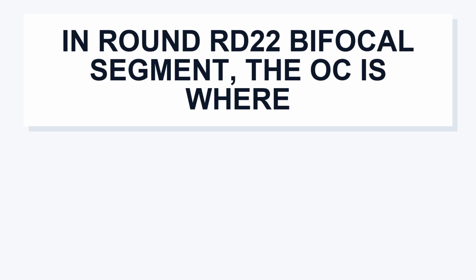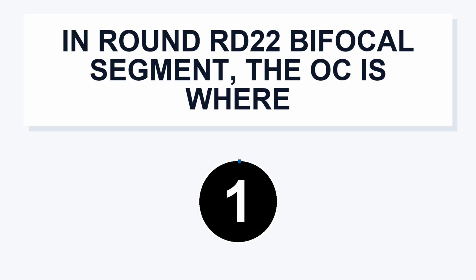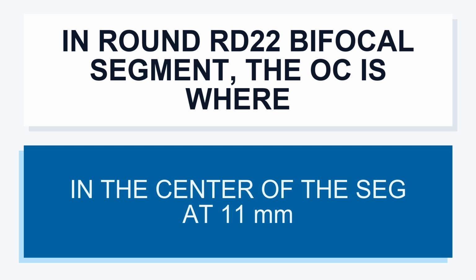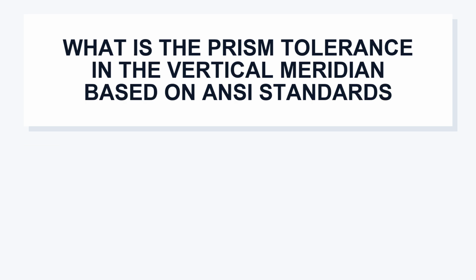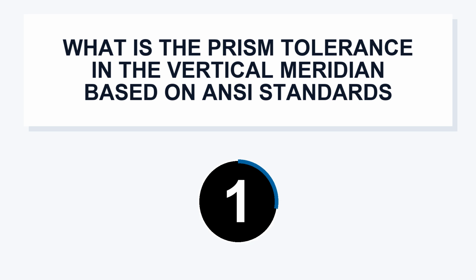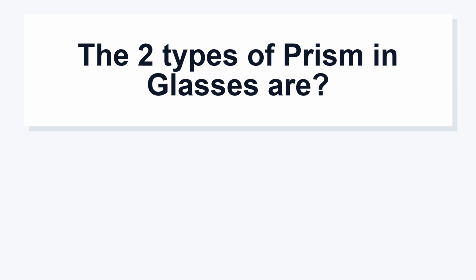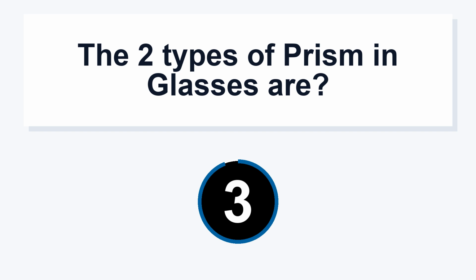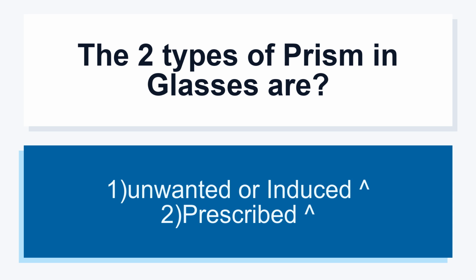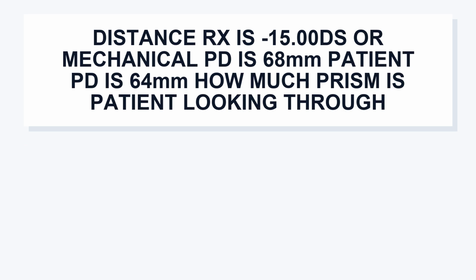In a round RD22 bifocal segment, the OC is where? In the center of the seg at 11 mm. What is the prism tolerance in the vertical meridian based on ANSI standards? 1/3 of a prism diopter. The two types of prism in glasses are 1. Unwanted or induced. 2. Prescribed. Distance Rx is -15.00 DS, mechanical PD is 68 mm. Patient PD is 64 mm.